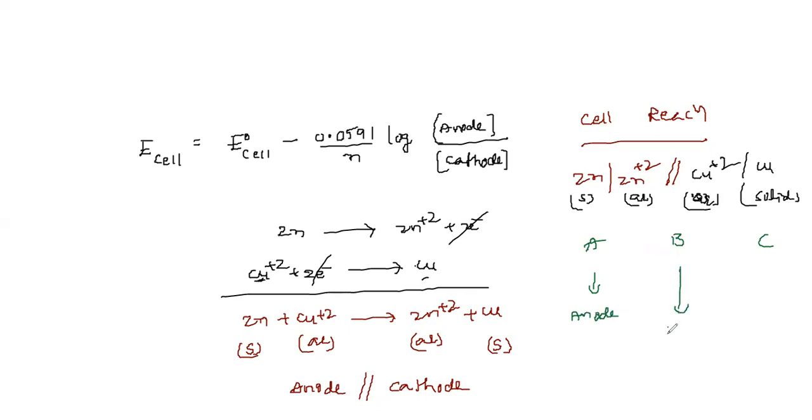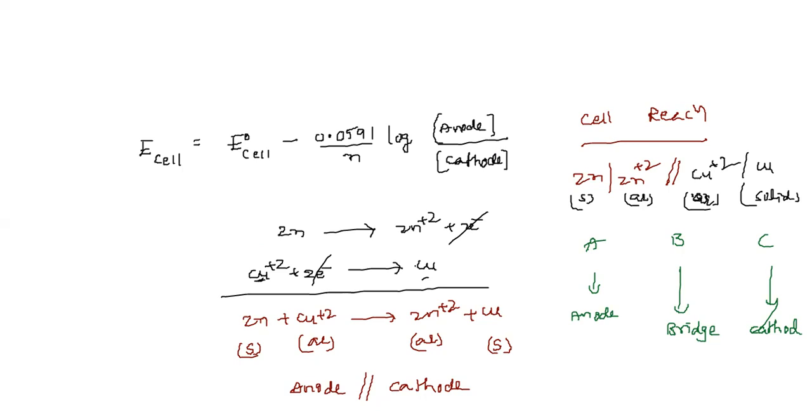B means bridge. Bridge means salt bridge. C means cathode. Is it clear? Anode, salt bridge, cathode, whatever reaction they give in the examination. So the first one is anode, salt bridge, cathode. A, B, C. You can easily identify.